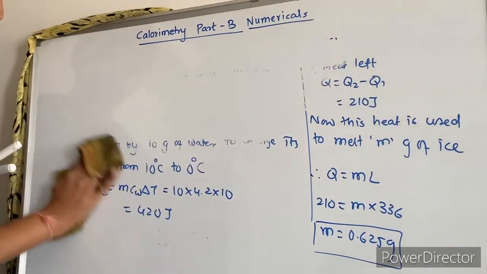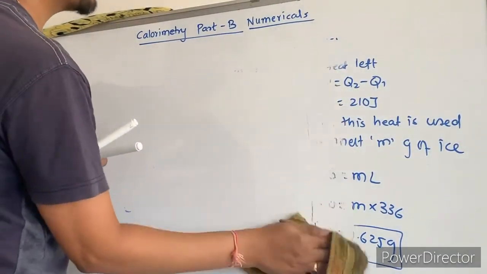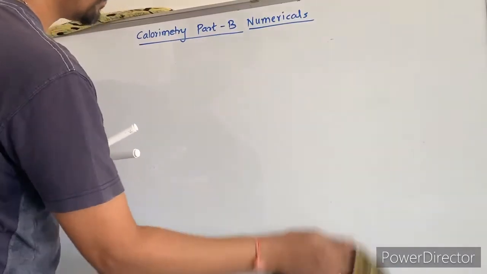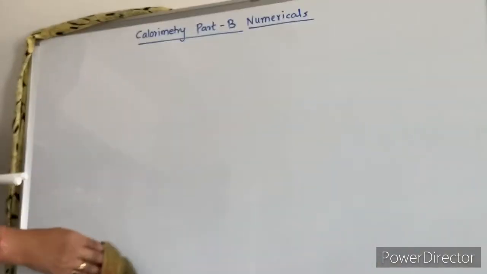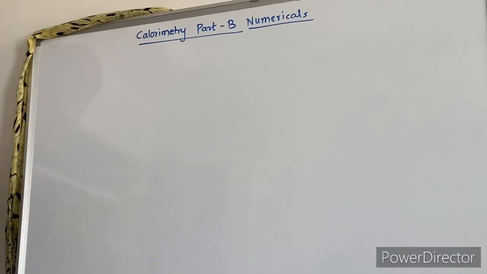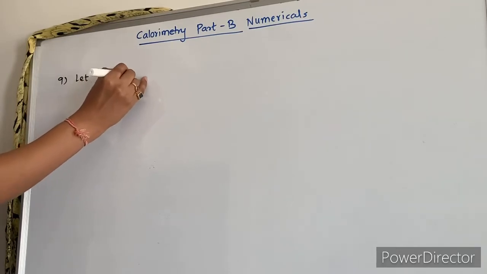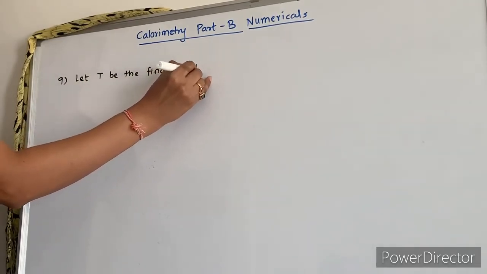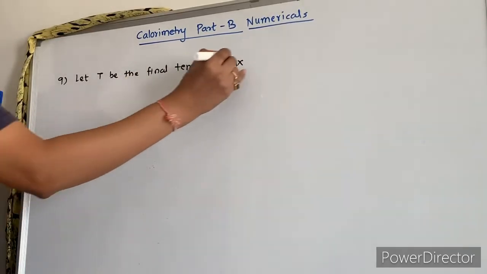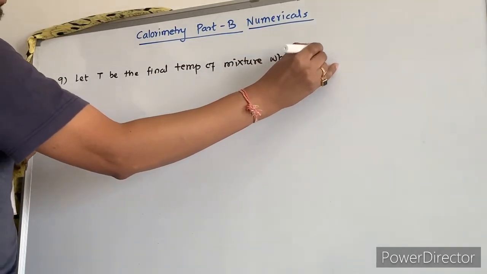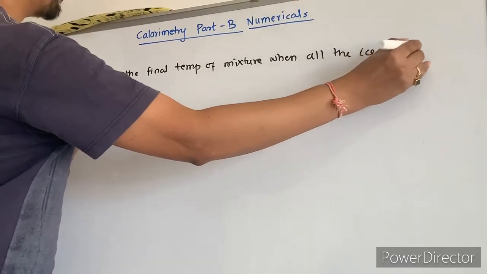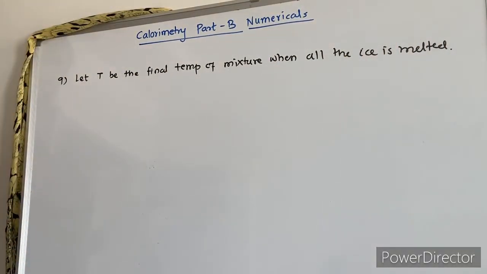Now we'll go with 9th. Just check this part properly. What is given in 9th? A piece of ice of mass 40 gram is added to 200 gram of water at 50 degrees Celsius. Calculate the final temperature when all the ice has melted. So I will write, let T be the final temperature of mixture when all the ice is melted.